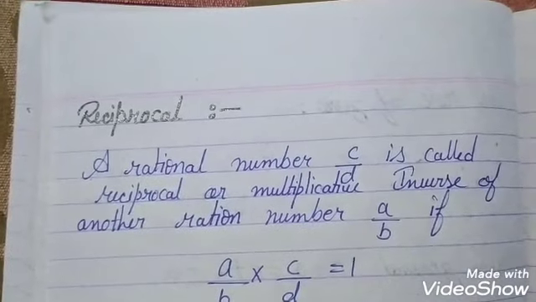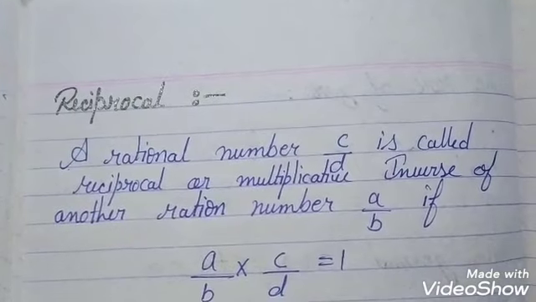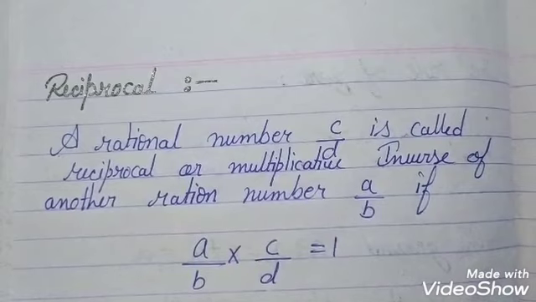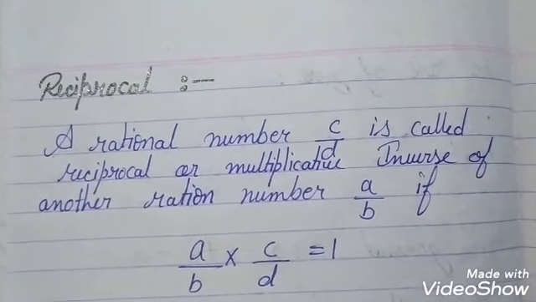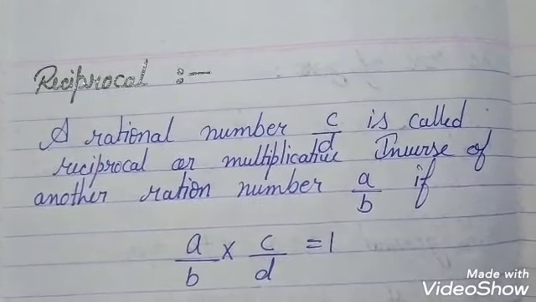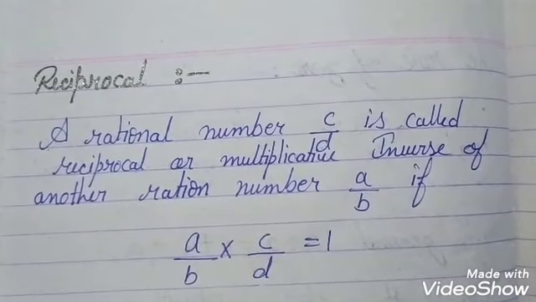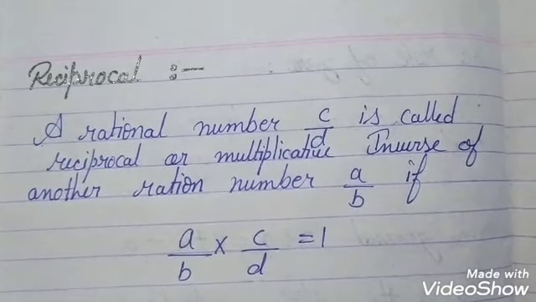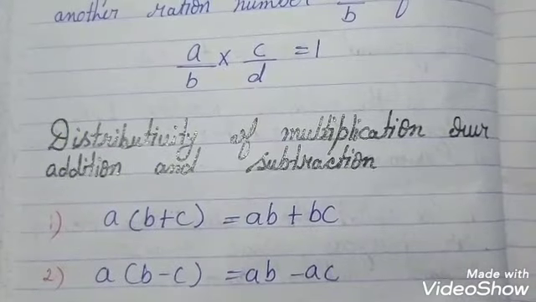So students, our next topic is reciprocal. When we multiply two numbers and their product is 1, then we say that the first number is the reciprocal of the second number and the second number is the reciprocal of the first number. In general, a rational number c upon d is called the reciprocal or multiplicative inverse of another rational number a upon b if a upon b multiplied by c upon d is equal to 1.